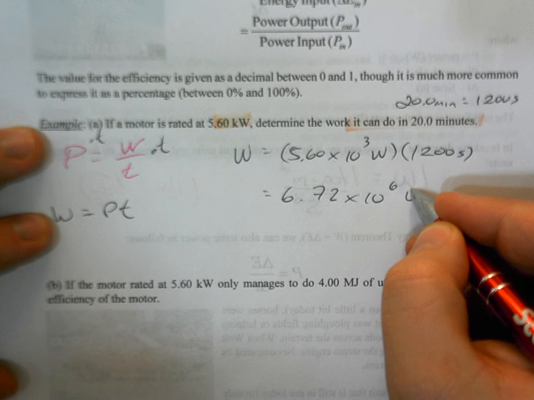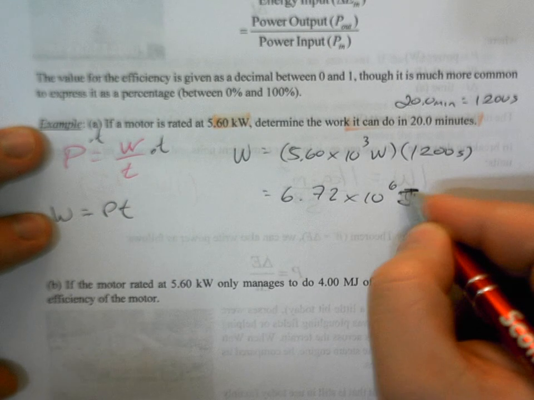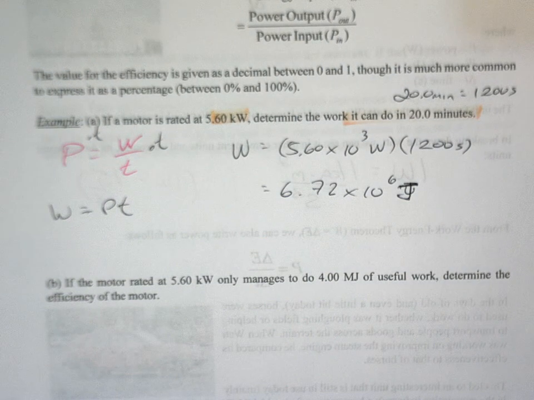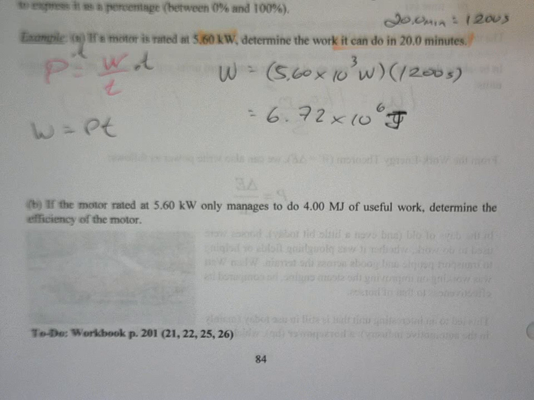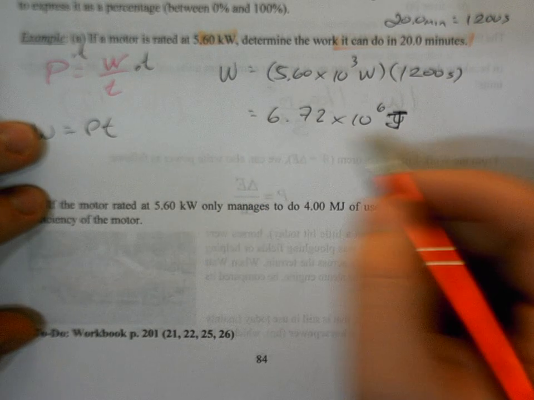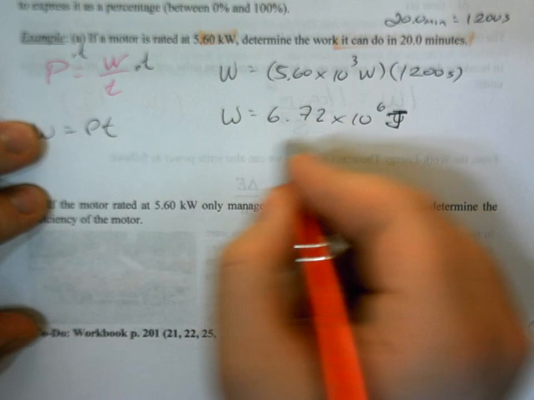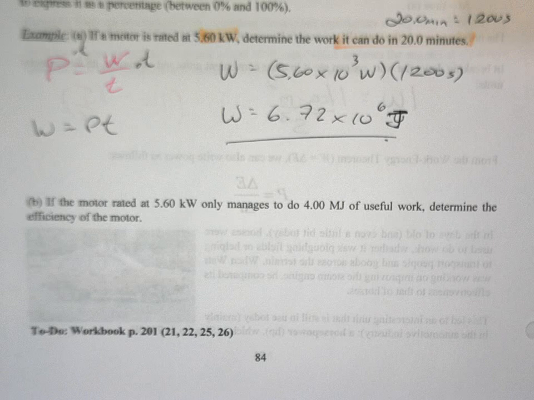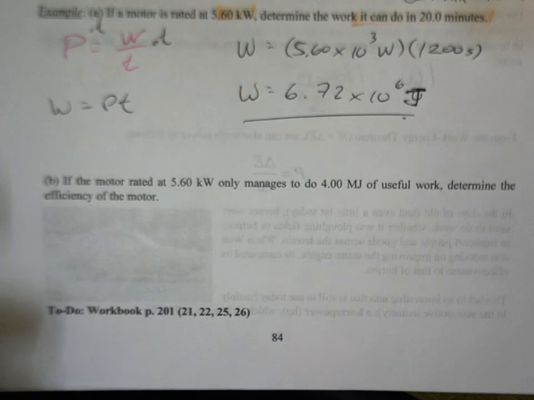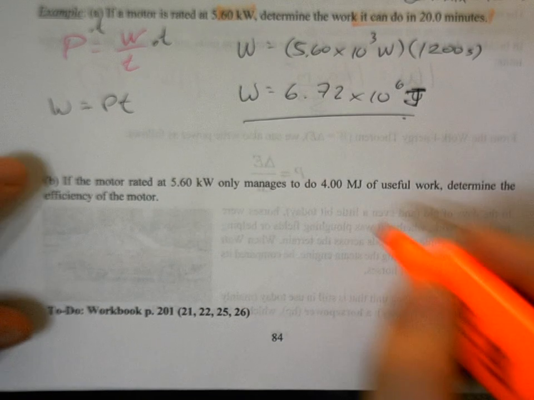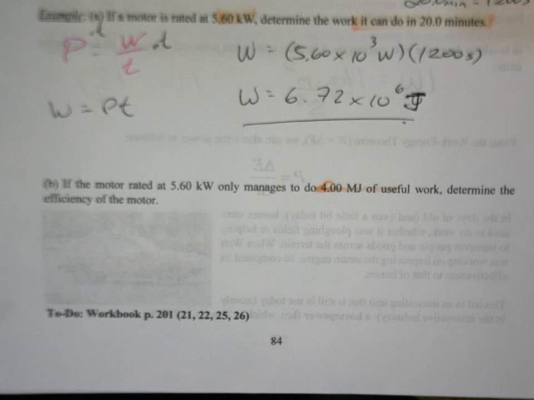10 to the 6 joules of energy. Now, what this is saying is that this is the work done by the motor in 20 minutes. In theory, the maximum amount of work it can do is 6.72 times 10 to the 6 joules. But this motor actually only ends up doing 4.00 megajoules of useful work. So we want to find the efficiency of that motor.